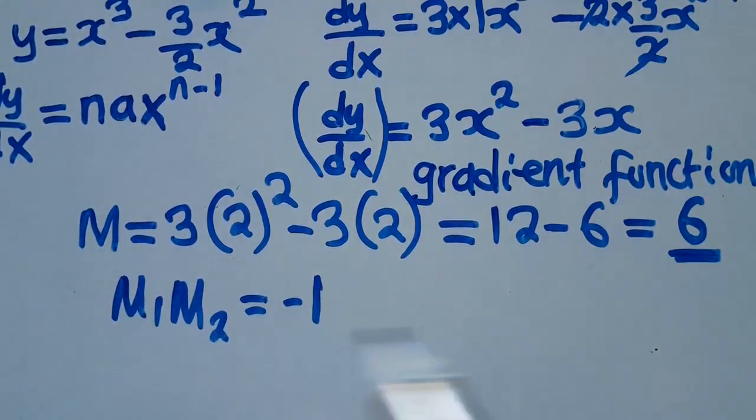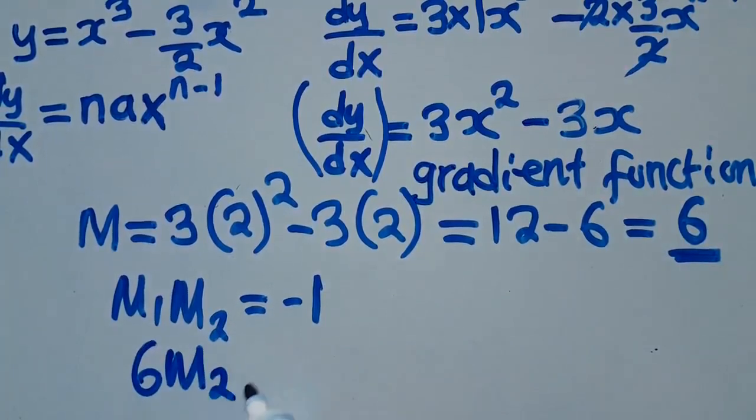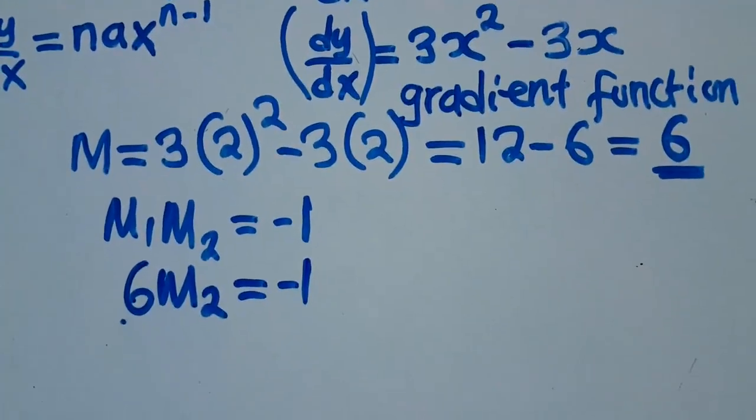So do you have m1? This is the m1 that you've just found. So you say it is 6, m2 is equal to -1. You divide both sides by 6 so that you find the gradient 2.